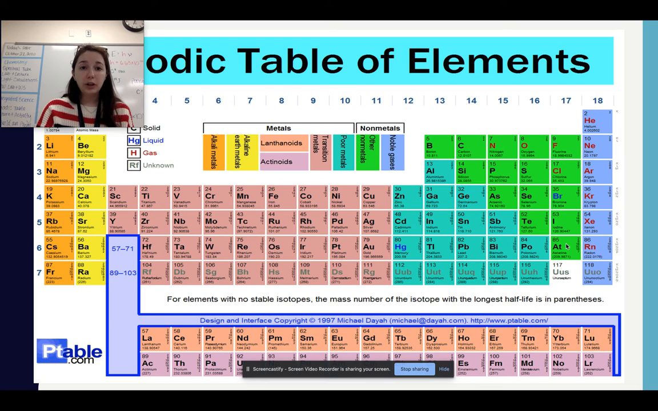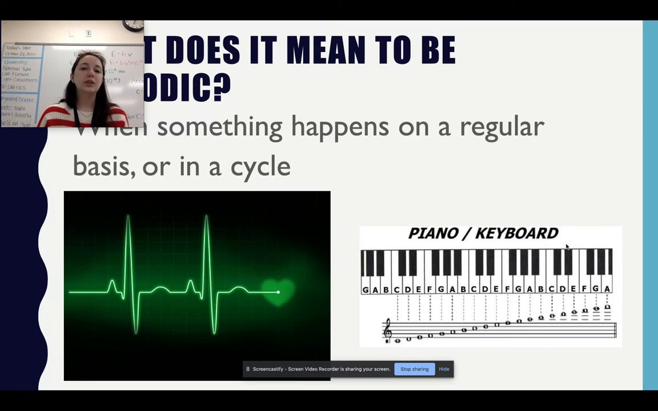All right, now we're going to talk about the periodic table of elements. I do have a couple videos attached here. However, I am just going to go through it a little bit quickly for you because I don't really want to watch a 10-minute video on Zoom or on a Screencastify, so I will summarize it for you. So what does it mean to be periodic? What it means is when something happens on a regular basis or in a cycle, hence why our periodic table has the name of periodic, because we do have a cycle of the elements that we notice, and we'll talk about that.